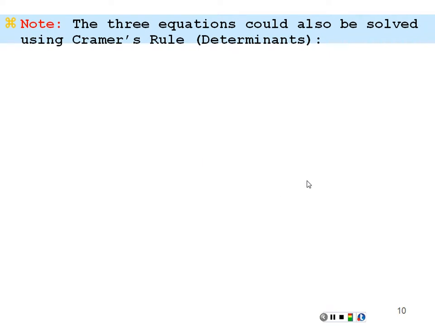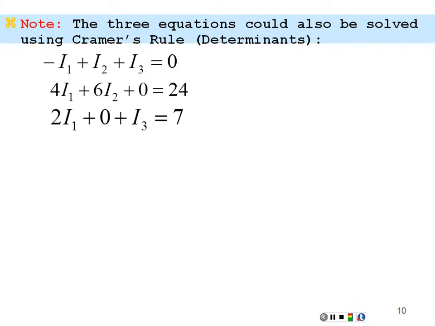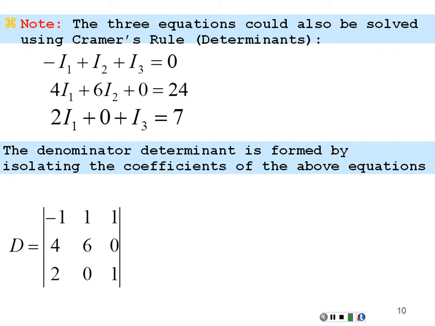I could get these results that we just got using linear algebra, Cramer's rule, and determinants to do it. This is how I might do it. Set up my three equations involving I1, I2, I3, my three variables, and the constants involved in this form. And I can do my denominator determinant, which is just the coefficients of my variables in determinant form. So I want to solve this determinant with my coefficients: negative 1, 1, 4, 6, 0, 2, 0, 1.